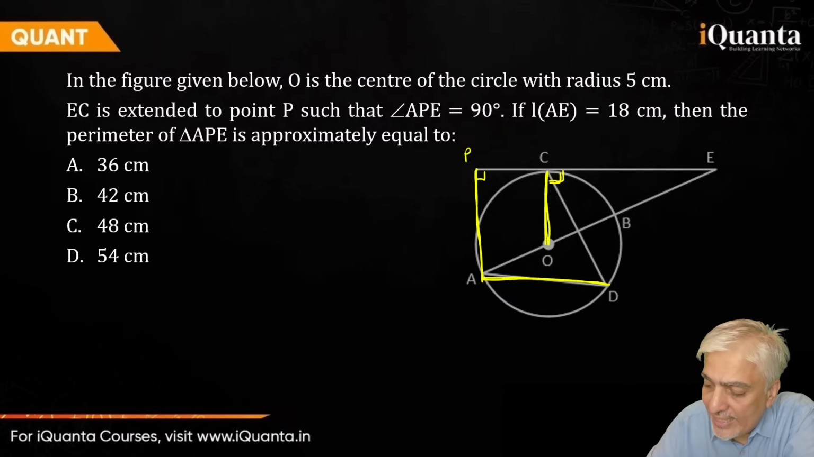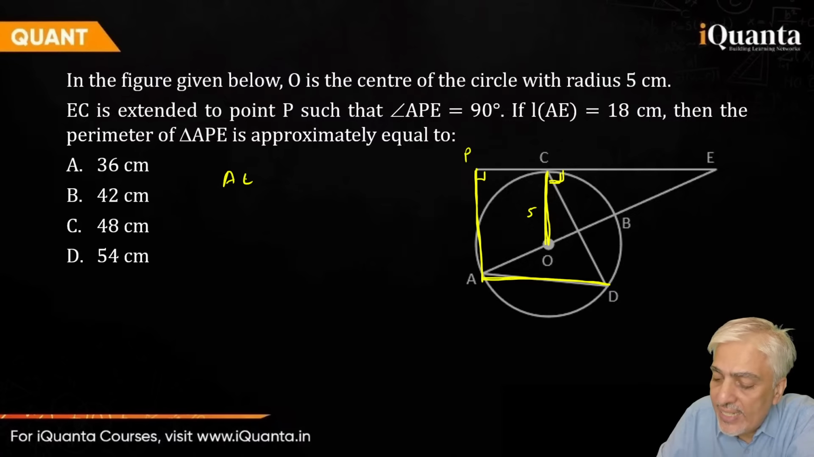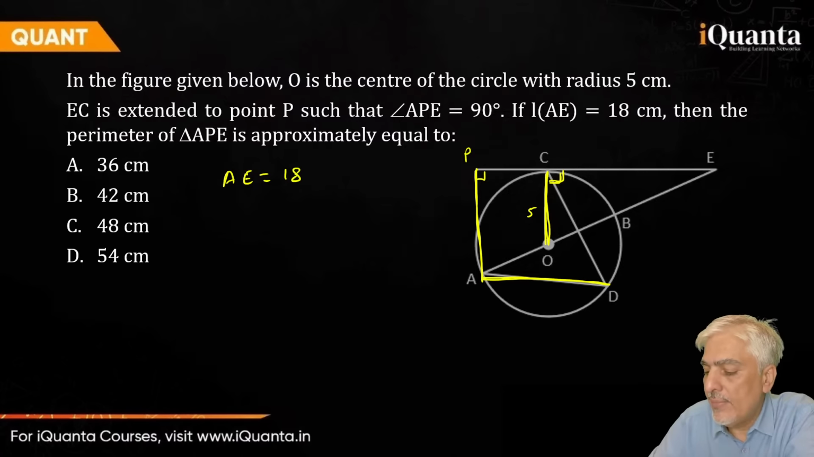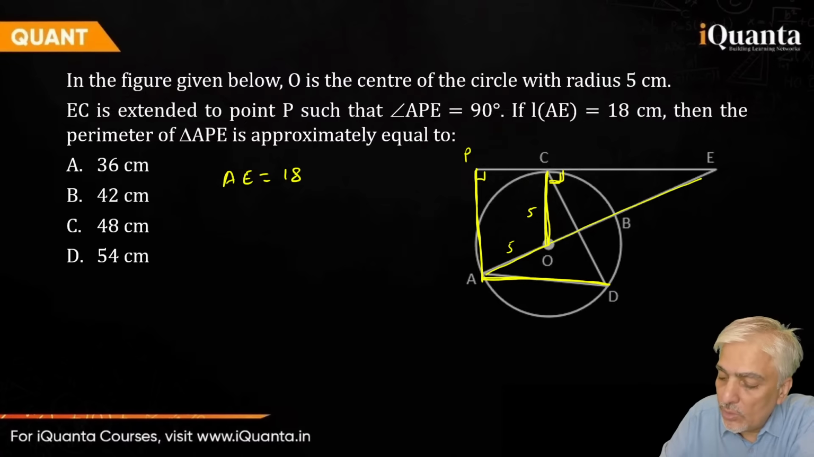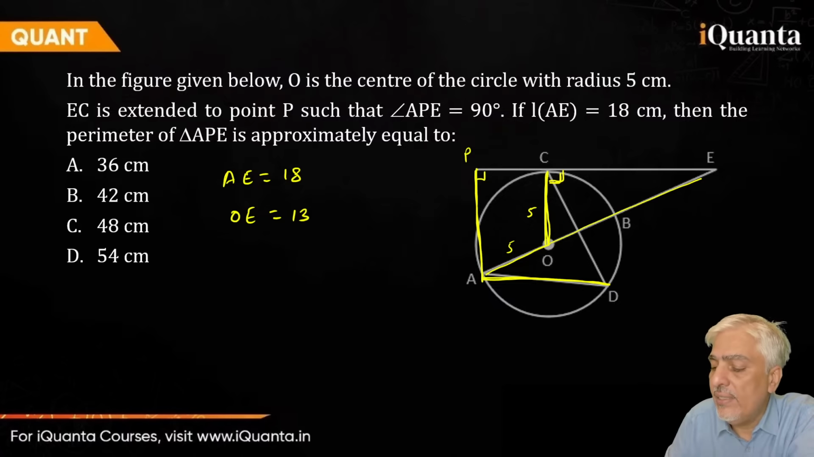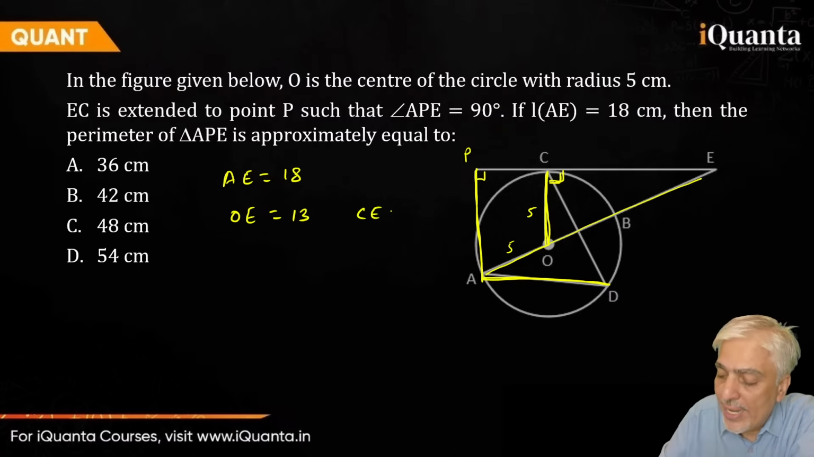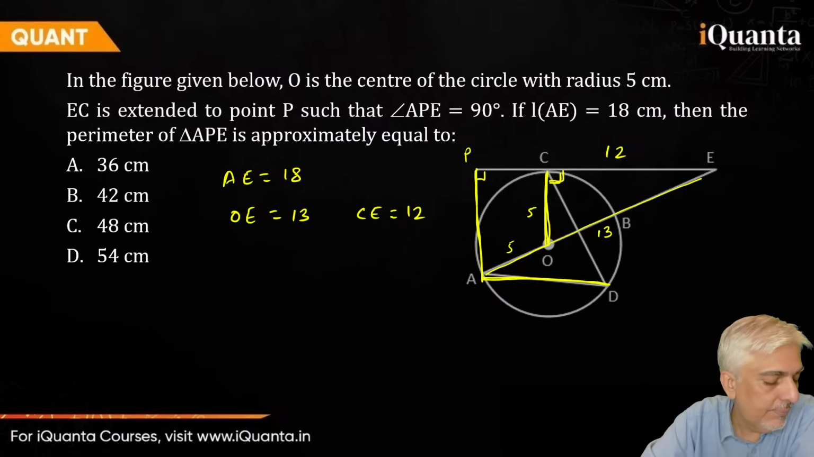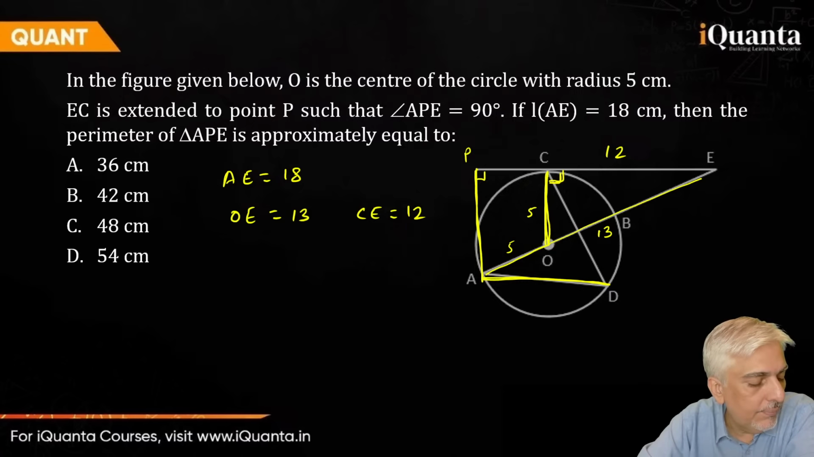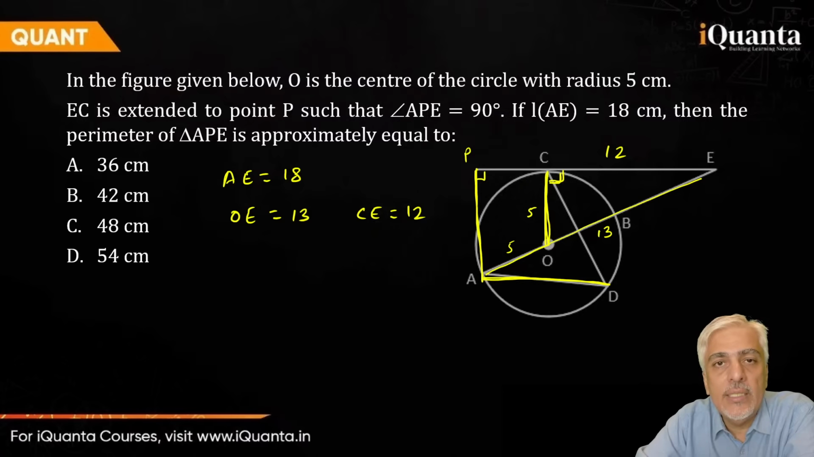Now this angle is 90 because of tangent and secant. This is phi. AE was given as 18, so this is also phi. So OE became 13, sorry. And CE became 12. Phi, 12, 13, Pythagoras triplet. So this is phi, this is 12, this is 13. Everybody understood till here? Now, once we got this phi, 12 and 13, what can we do further?